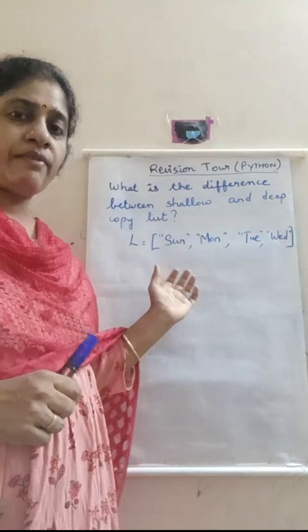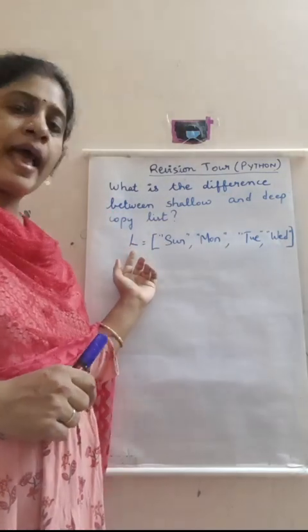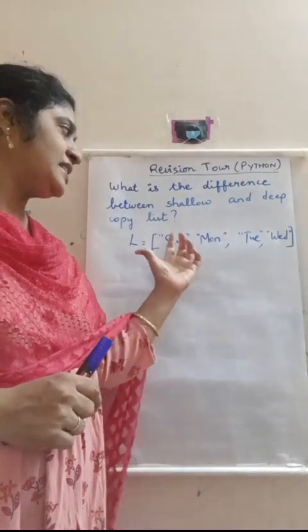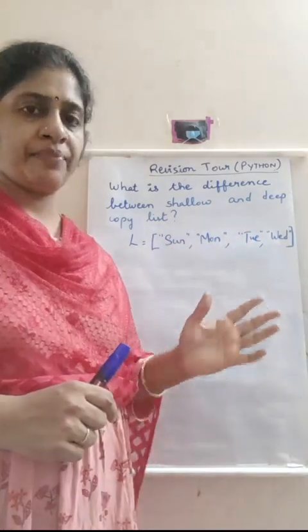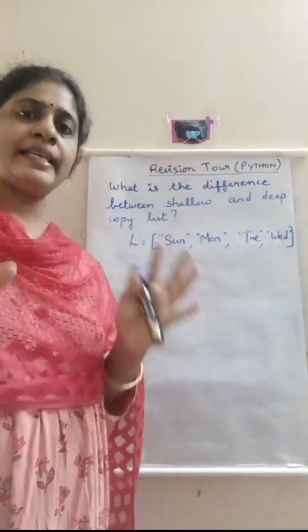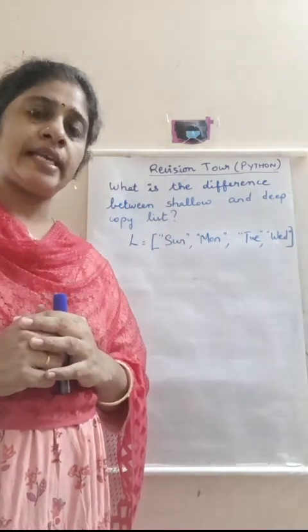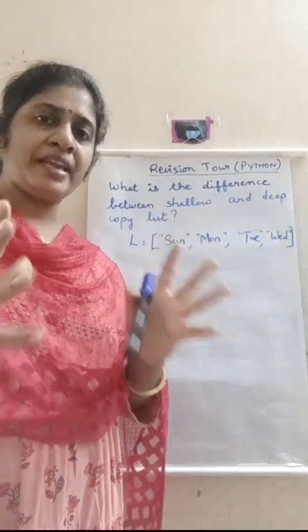Now suppose I have a list L, and I am storing the days in short form: Sunday, Monday, Tuesday and Wednesday. Now how exactly will it be stored in the memory? What will be stored in the list indexes? We have seen that in one of my videos.